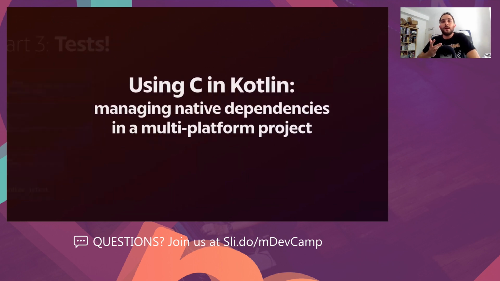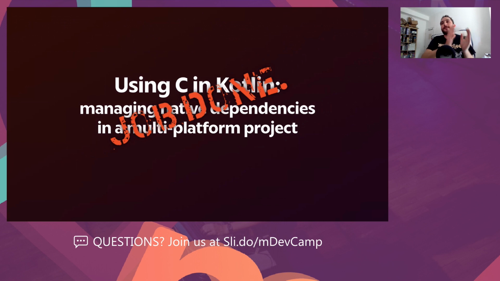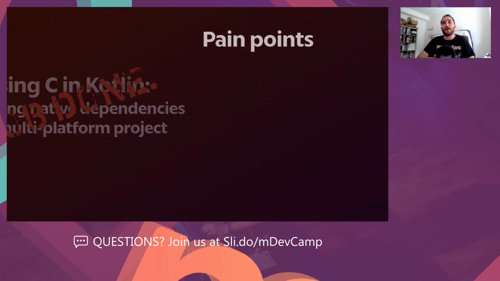So, managing native dependency in a multi-platform project, job done, right? We've done it. We've seen how to implement this in JNI, in Kotlin Native, and in JavaScript. I have 6 minutes left, so I want to go back on what we've learned so far.